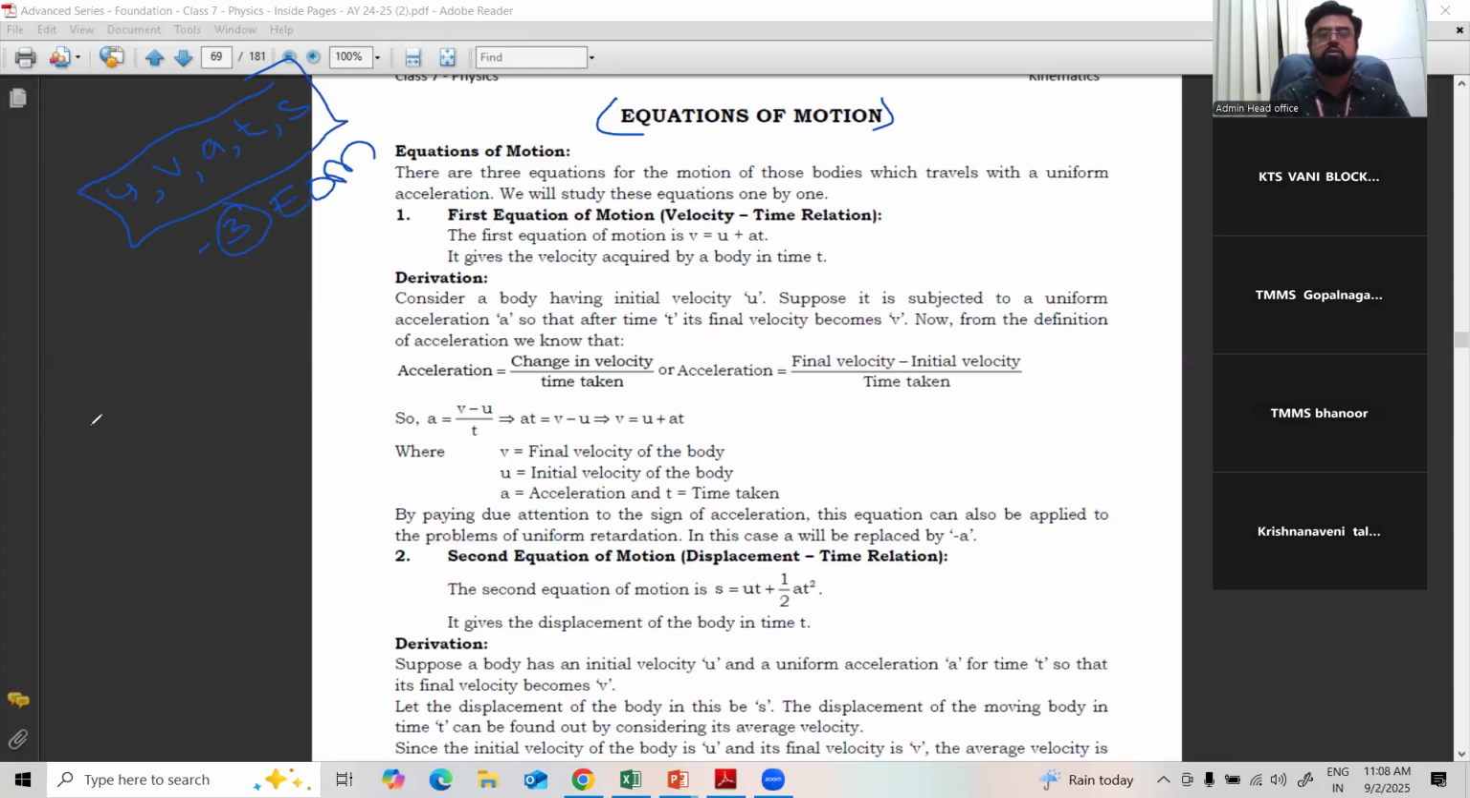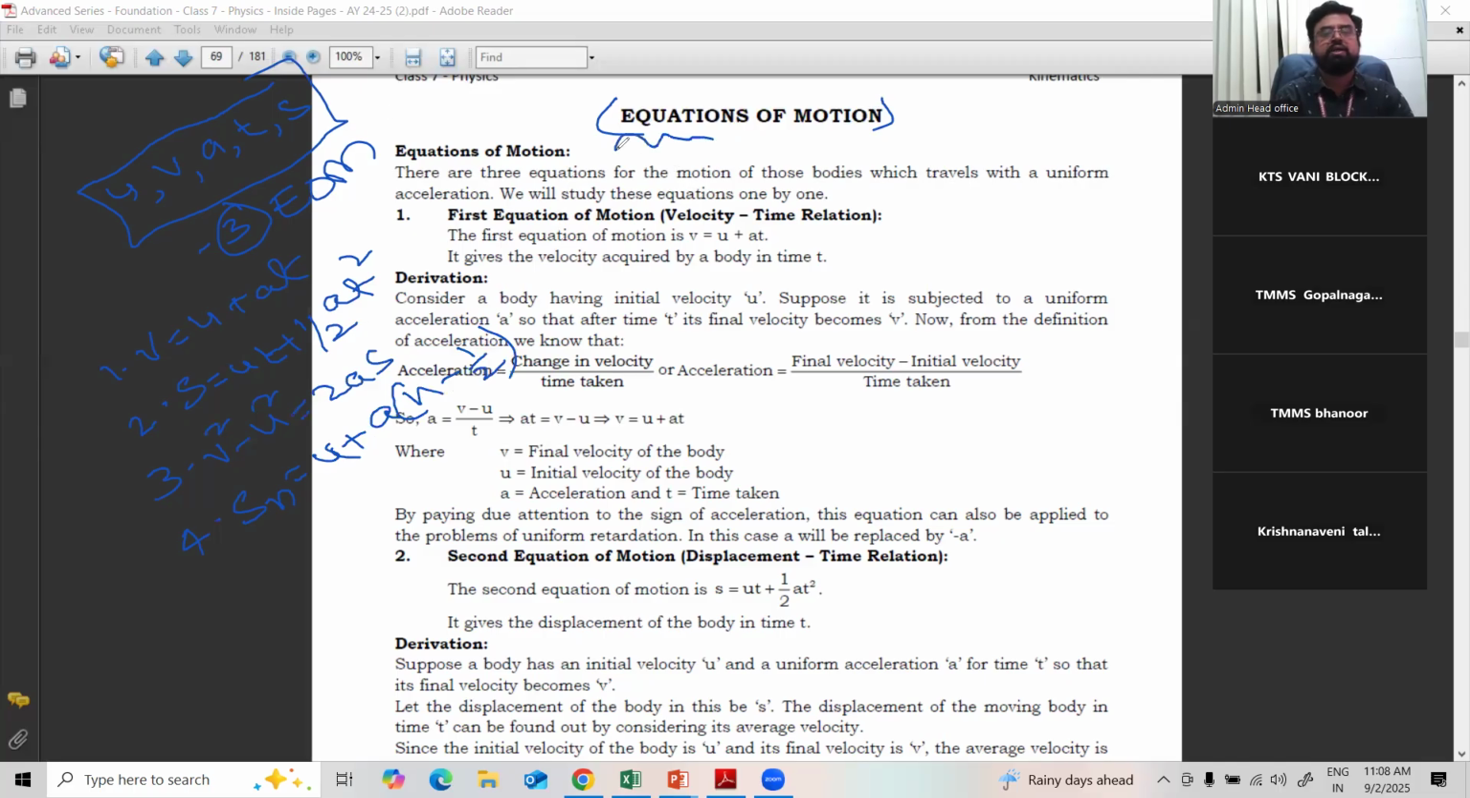Four equations of motion are there, of course. The first one, V is equal to U plus AT. The second one, S is equal to UT plus 1 by 2 AT square. Third one, V square minus U square is equal to 2AS. You note down these four equations. And fourth one, Sn is equal to U plus A into N minus 1 by 2. Right? They are called equations of motion.